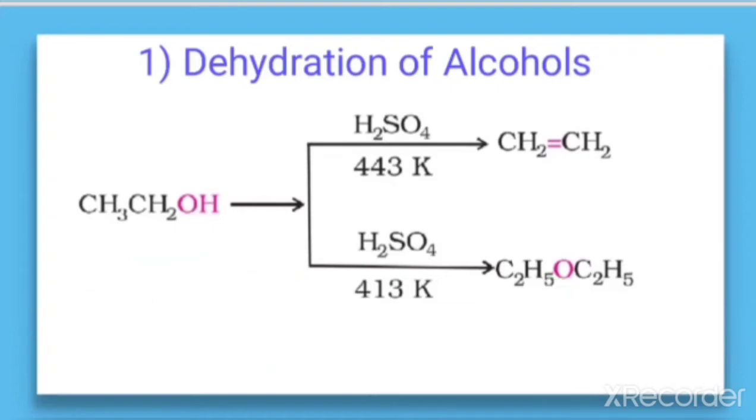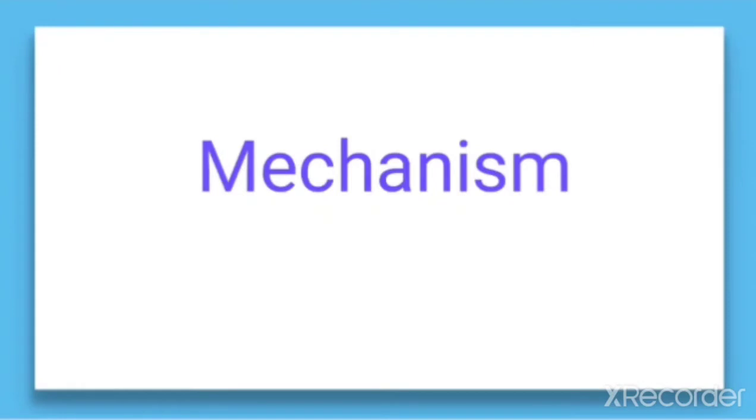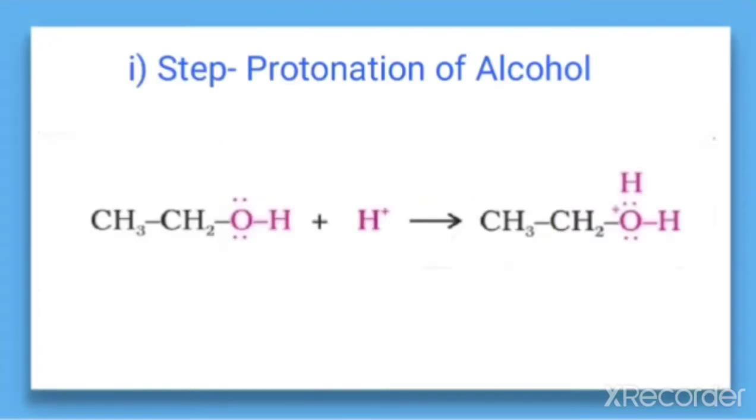Now let us discuss the mechanism. The mechanism of this reaction can be explained in 3 steps. Let us discuss the first step, that is protonation of alcohol. Here we have taken ethanol. Protonation means addition of H plus. So the H plus gets added here, and the product, that is protonated alcohol, is formed. You can see H gets attached to this oxygen and the positive charge is on oxygen. That is called protonated alcohol. So the first step is the protonation of alcohol.